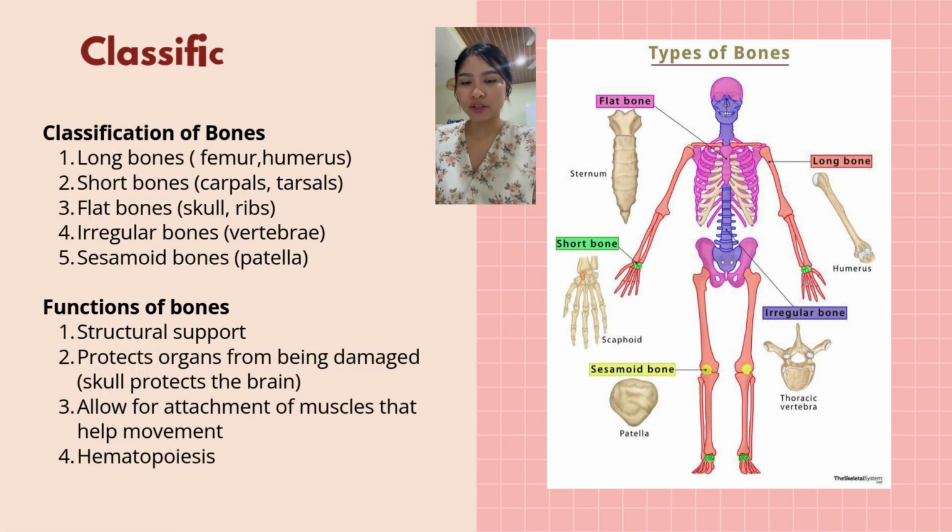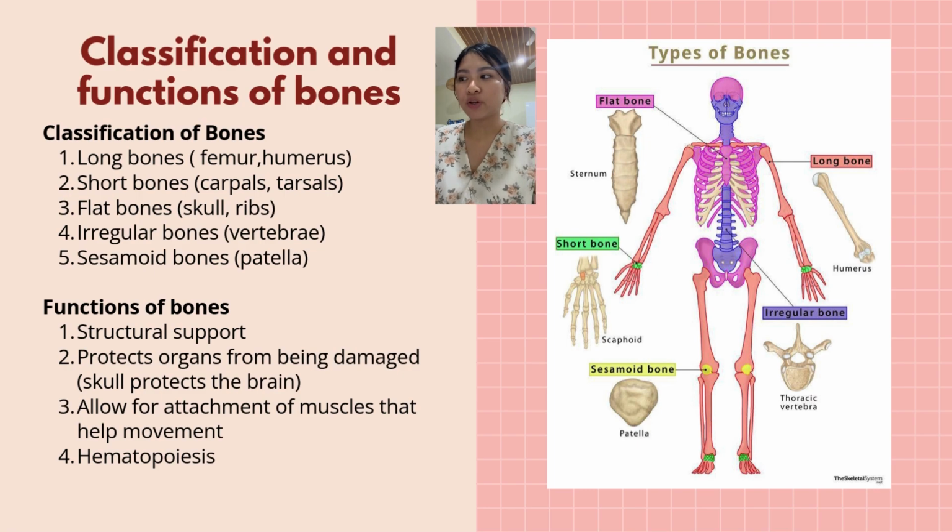Moving on to the next one, which is the classifications and functions of bones. Bones are classified based on their shape into 5 main types. Long bones, such as the femur and humerus, are important for movement and support. Short bones, like the carpals and tarsals, provide stability and limited movement.